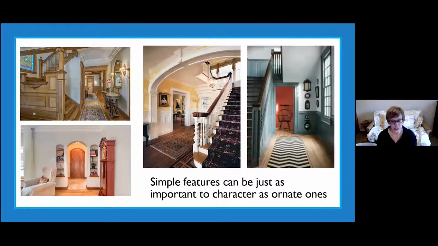But simple features can really be just as important to character as ornate ones. So if you look here, a simple staircase versus a really ornate one, both are key to the character of those properties. A more decorative interior archway and just simple archways. Either way, both are key to the particular characteristics of those properties. So just because something is simple doesn't mean that those features don't contribute to its character. It doesn't have to be ornate and fancy to be character defining.